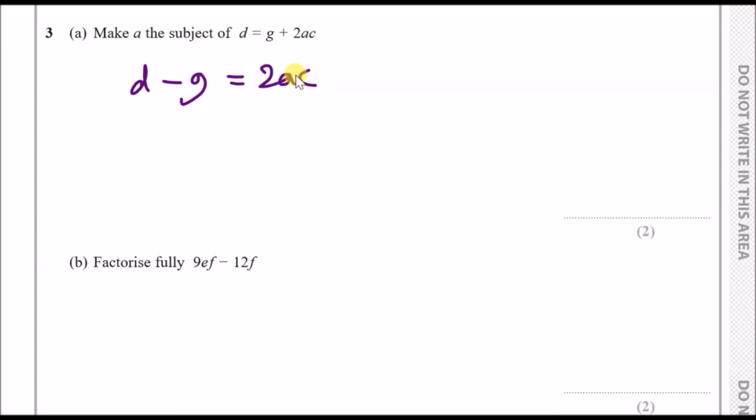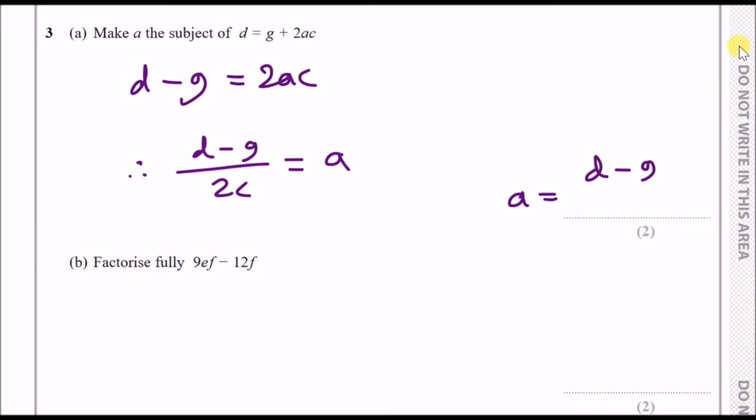And to separate the 2 and C from the A, because they're all multiplied, we need to divide them away. So dividing by 2C, you're now going to get (D minus G) over 2C, and now you're just left with A. And that's the result, guys. So you can write it neatly as A equals (D minus G) over 2C.